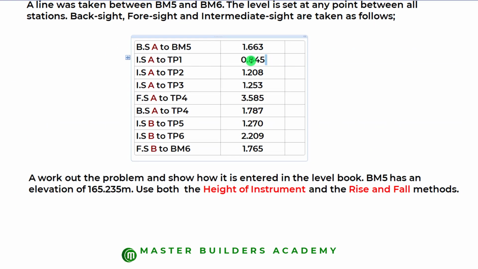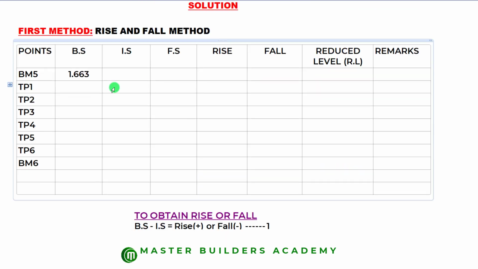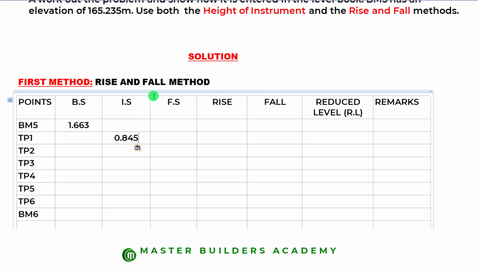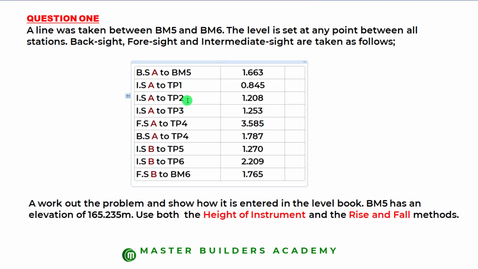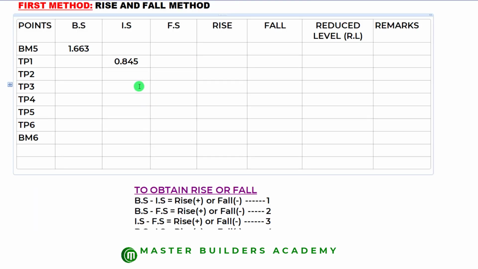Then we move up again. The next value, which is TP1 value, this is the value. Let's get the value copied. I've copied the value now. Then this is under intersite. As you can see now, for TP1, the value should be placed under intersite. So we'll move down here, TP1, we have the value under intersite. Again, we move up to TP2. This is the value. Let's copy the value. This is what we have, 1.208. And then it is also under intersite. We'll move down and then we'll place the value under intersite.